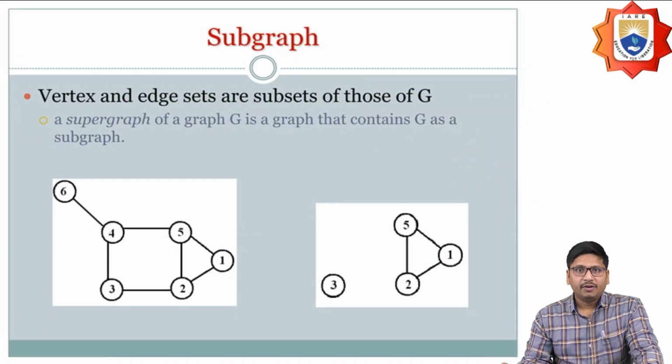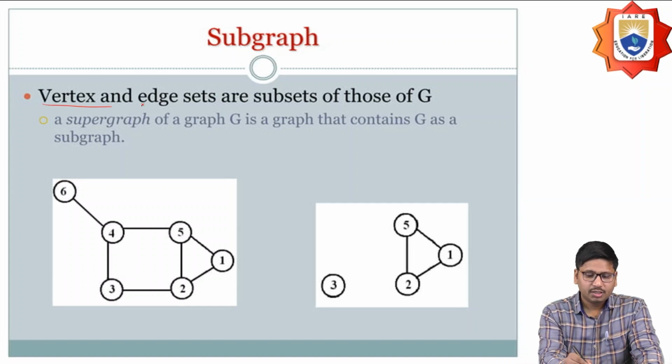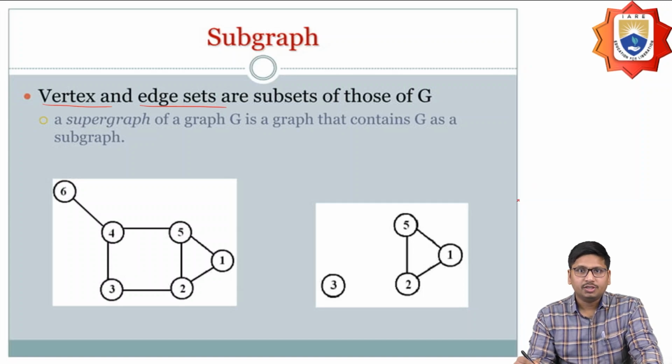So what is a subgraph here? The vertex and edge sets are subsets of G. A supergraph of graph G is a graph that contains G as a subgraph. The vertex set and edge sets of the subgraph are subsets of G.